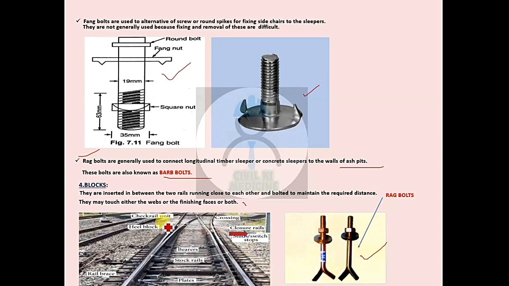This is the diagram. This is a wooden block between the two rails, generally used for separating the two rails. So it is called heel block because this is called the heel of the rail. So it is called heel block, generally used to separate two rails in the crossing and point as well as in the turnout. These are also heel blocks.